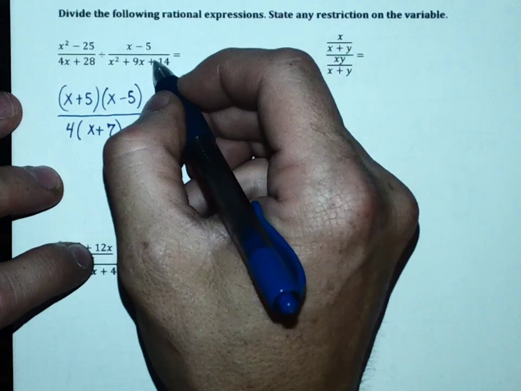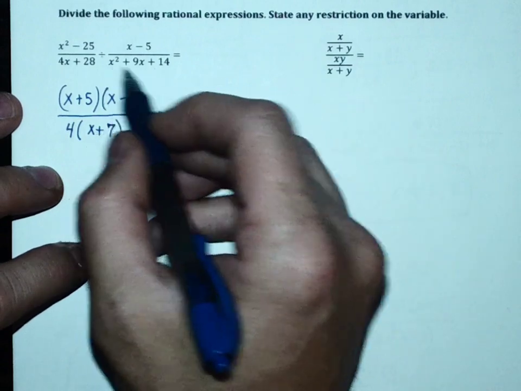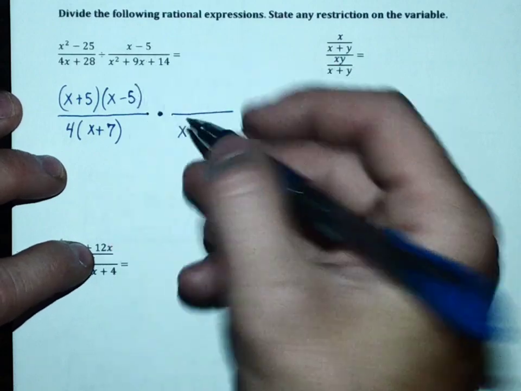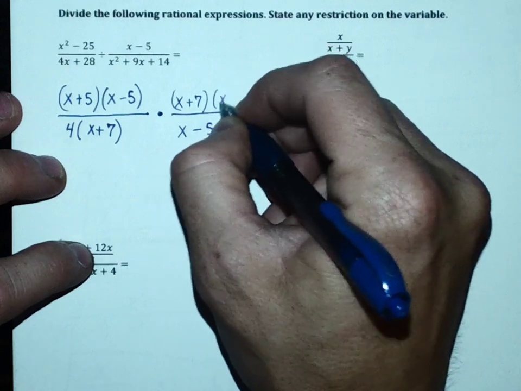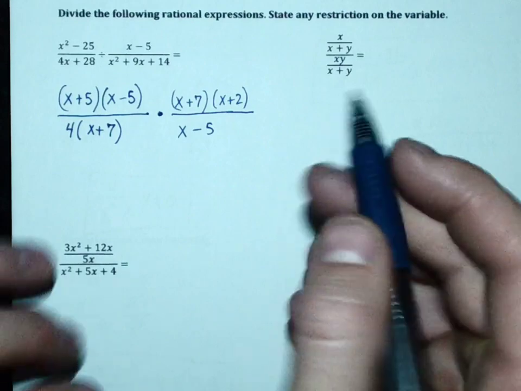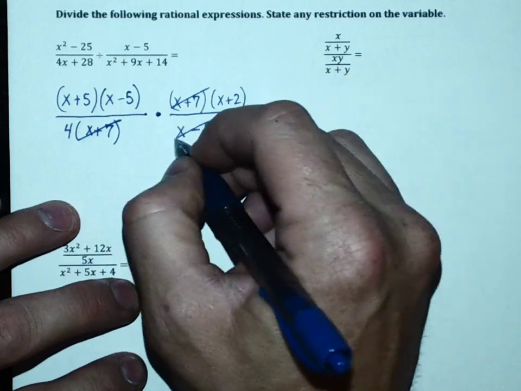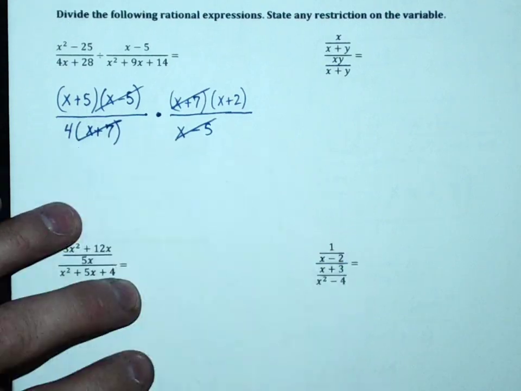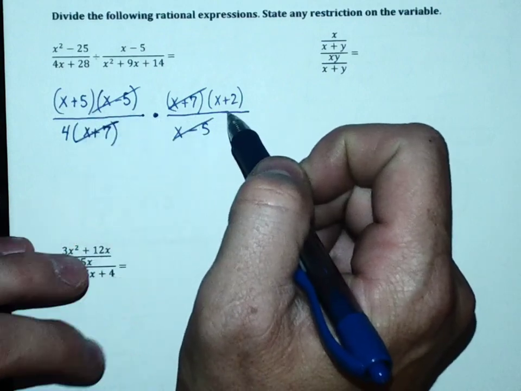Put a dot. I'm going to flip it. So the x minus 5 is on the bottom. And the factored form of this is going to go to the top. What multiplies to 14 but adds to 9? 7 and 2. So I have a 7 and I have a 2. Anything that can divide away does divide away. X plus 7, x plus 7. X minus 5, x minus 5. Leaving me in my denominator just a 4. And leaving me in my numerator x plus 5 times x plus 2.